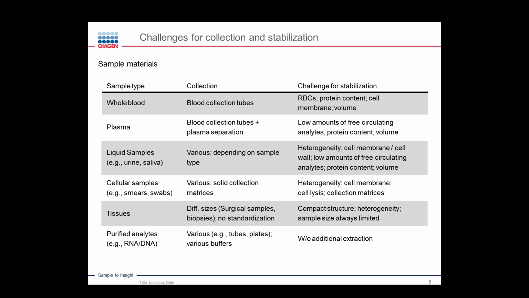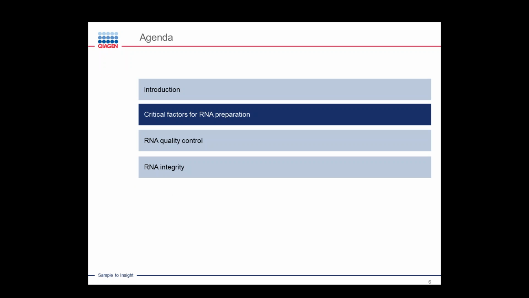Similar considerations have to be made when working, for instance, with cellular samples, and here I don't mean cultured cells, but for instance epithelium cells collected with swabs or smears collected with brushes. As a consequence, choose the right collection device and stabilization method for your samples. These are all issues, questions, or aspects that have to be considered in the pre-analytical phase of your experiment.